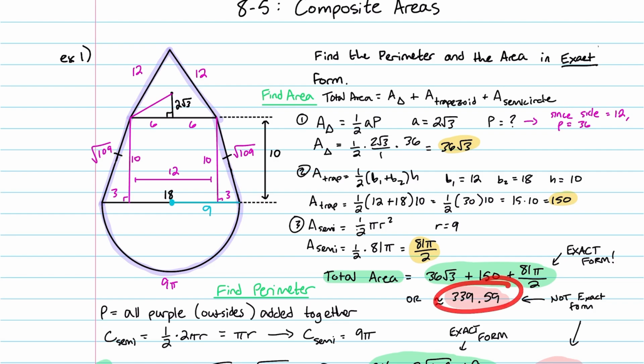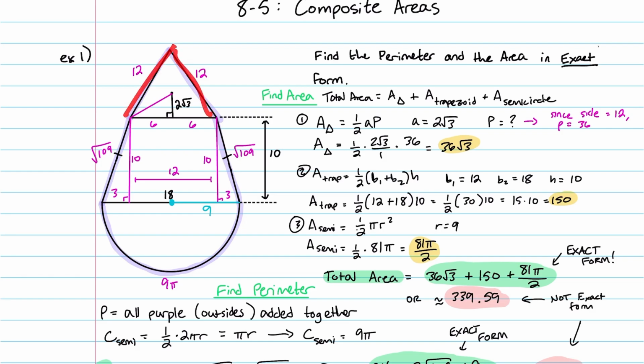This would be the answer as a decimal. But also, if you do everything in exact form first, you don't have to worry about rounding error because you don't round until the very end. For the perimeter, though, a really good strategy is to highlight or in some way mark everything that's on the outside of the shape so that you know what things need to get added together. So that's why I highlighted the edges out in purple.